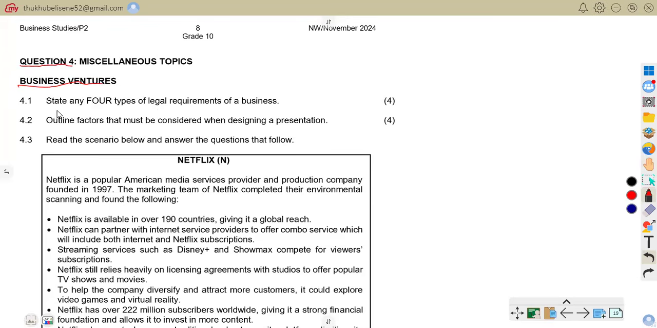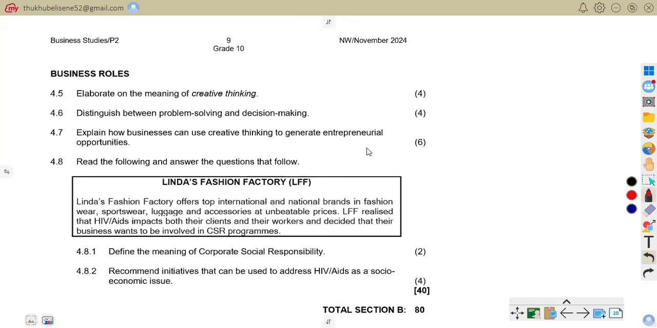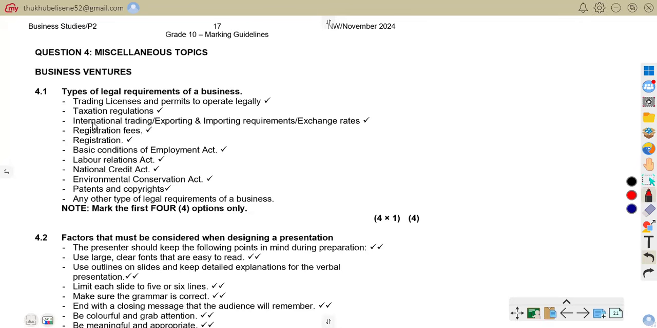4.1. State any 4 types of legal requirements. Outline factors that must be considered when designing a presentation. So let us quickly attend to those questions. Here we are with our answers.